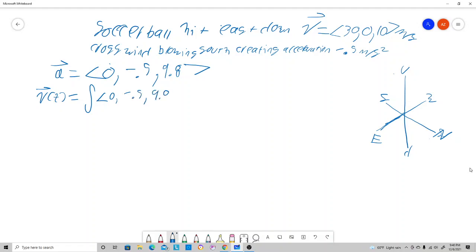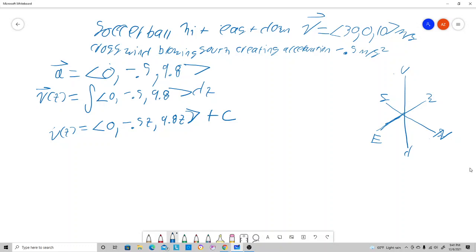Now this is actually pretty straightforward. All you have to do is take the integral of each component one at a time. So v of t is going to become, the integral of 0 is just 0, 0, and then this is negative, so -0.5 t, and then 9.8 t plus c. The plus c is some type of initial condition.